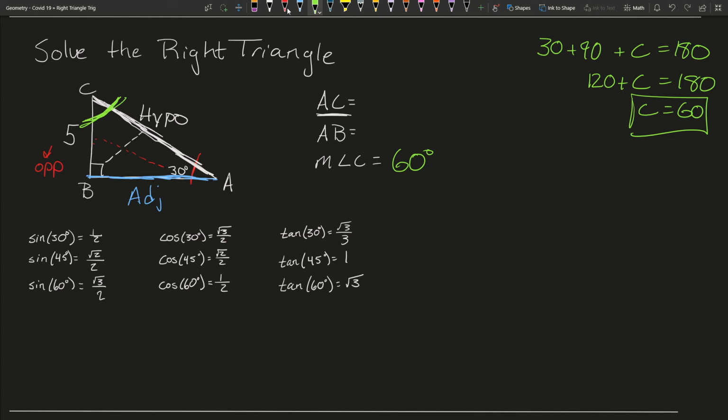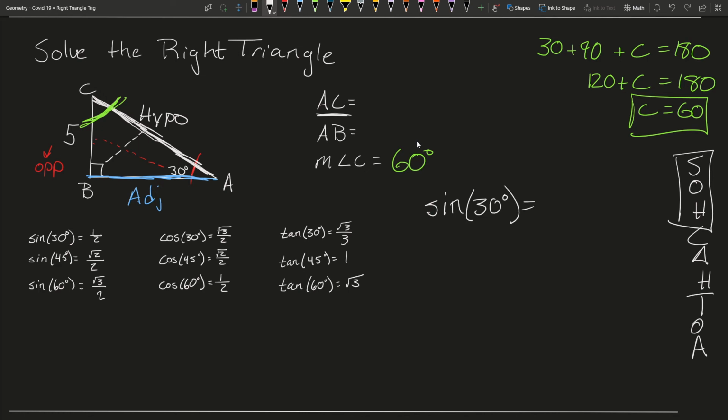All right, so I'm going to solve for AC first. I'm going to solve for the hypotenuse. So we are given the opposite side, and we want the hypotenuse. The only trig function with the opposite and the hypotenuse is sine. So if we set up our equation, we have that the sine of 30 degrees is equal to our opposite side, which is 5, over our hypotenuse.